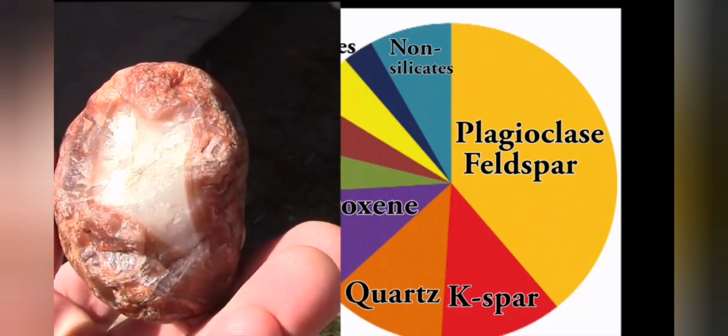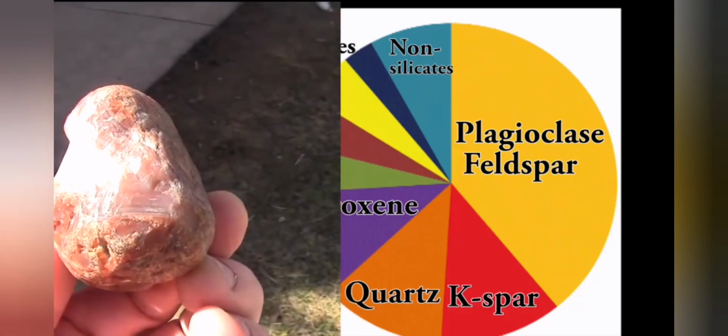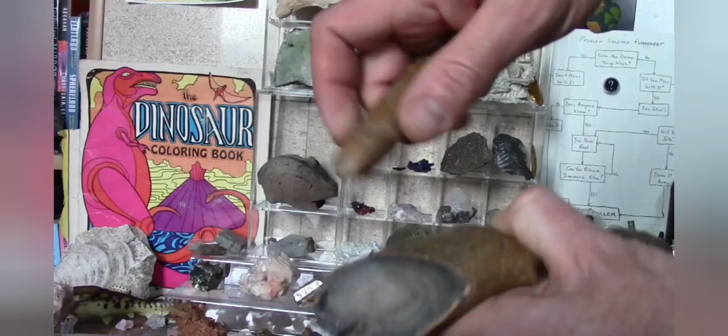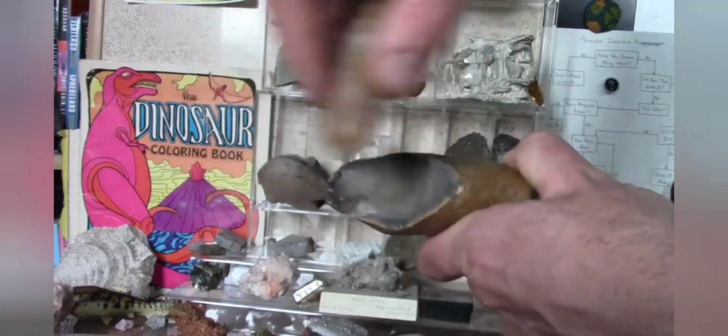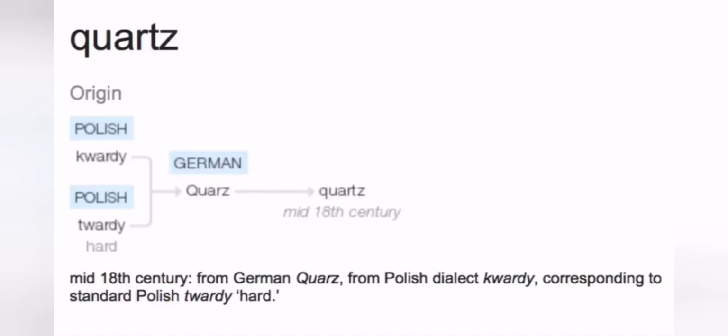With feldspars accounting for half of the Earth's crust, another quarter of the Earth's crust is made up of the mineral quartz. Though I like the idea that I once came up with that the name quartz comes from the sound you get when you hit flints or chert pebbles together, it looks like it comes from the Polish twardy, meaning hard, which transformed into the Polish kwarty, which gave the German quarz, which we get quartz.